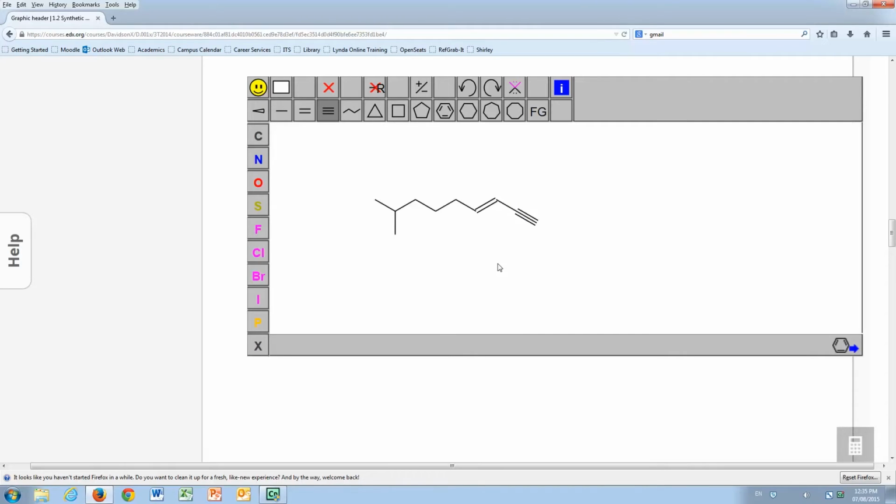Now, when you're drawing, sometimes you make a mistake. There are a couple things you can do when you make a mistake. You can press Control-Z, and that will automatically delete your previous drawing step. You can also click on the red X, and that will delete atoms from your structure. So those are two ways, Control-Z and the red X.